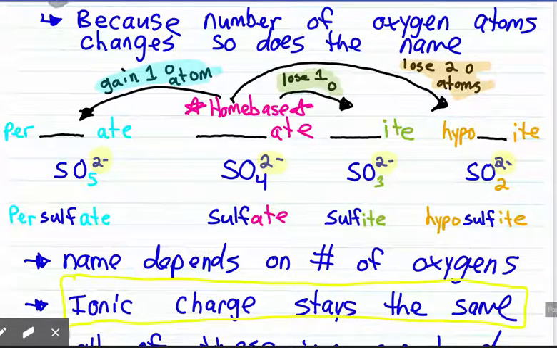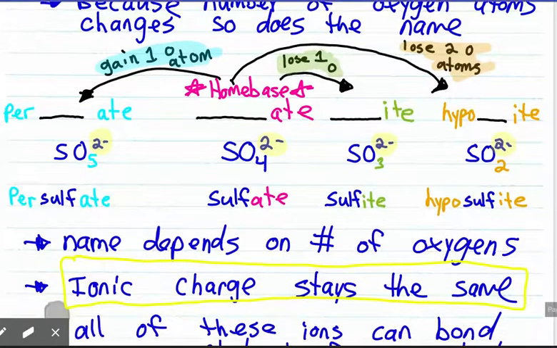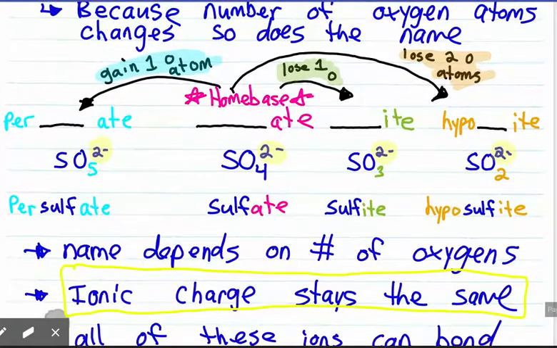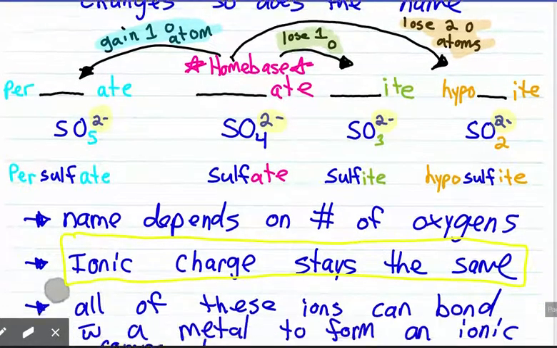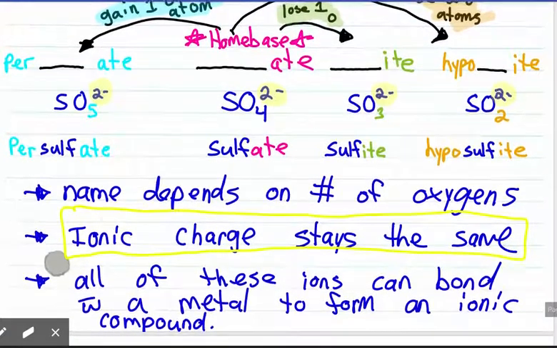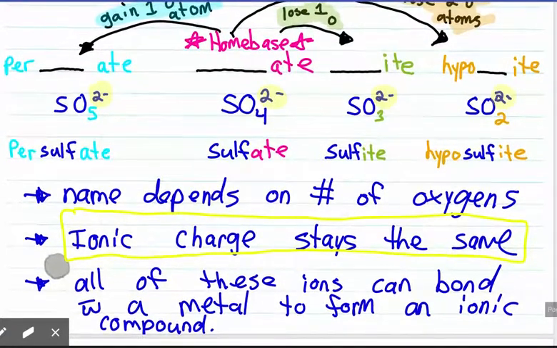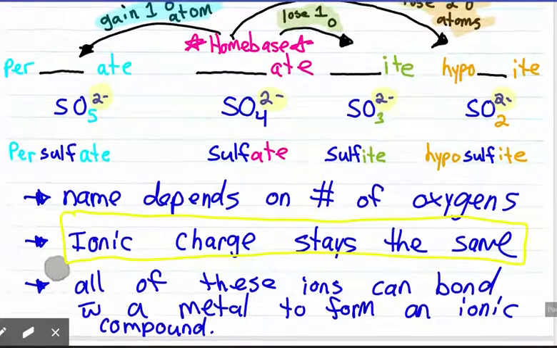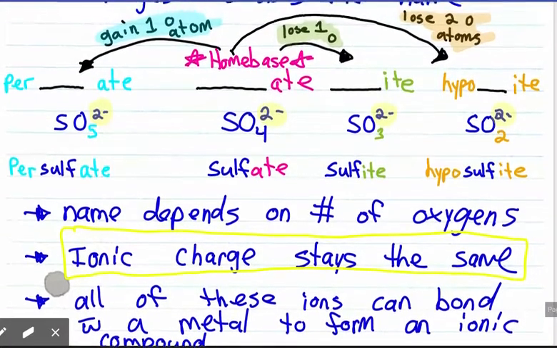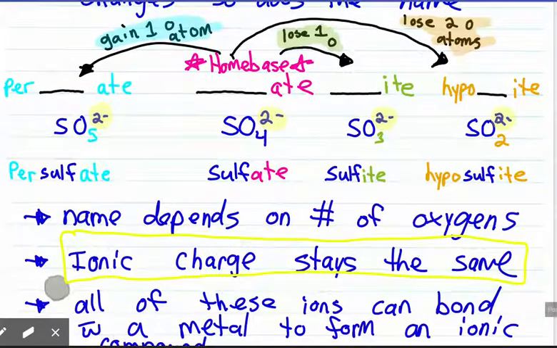A perphosphate, a phosphate, a phosphite, and a hypophosphite are all going to have a 3 negative charge. Okay. Now, all of these are ions. They all have an ionic charge, so they can all bond with a metal to form an ionic compound. We're going to do a couple examples in a minute. But first, I want to show you something on your periodic table.